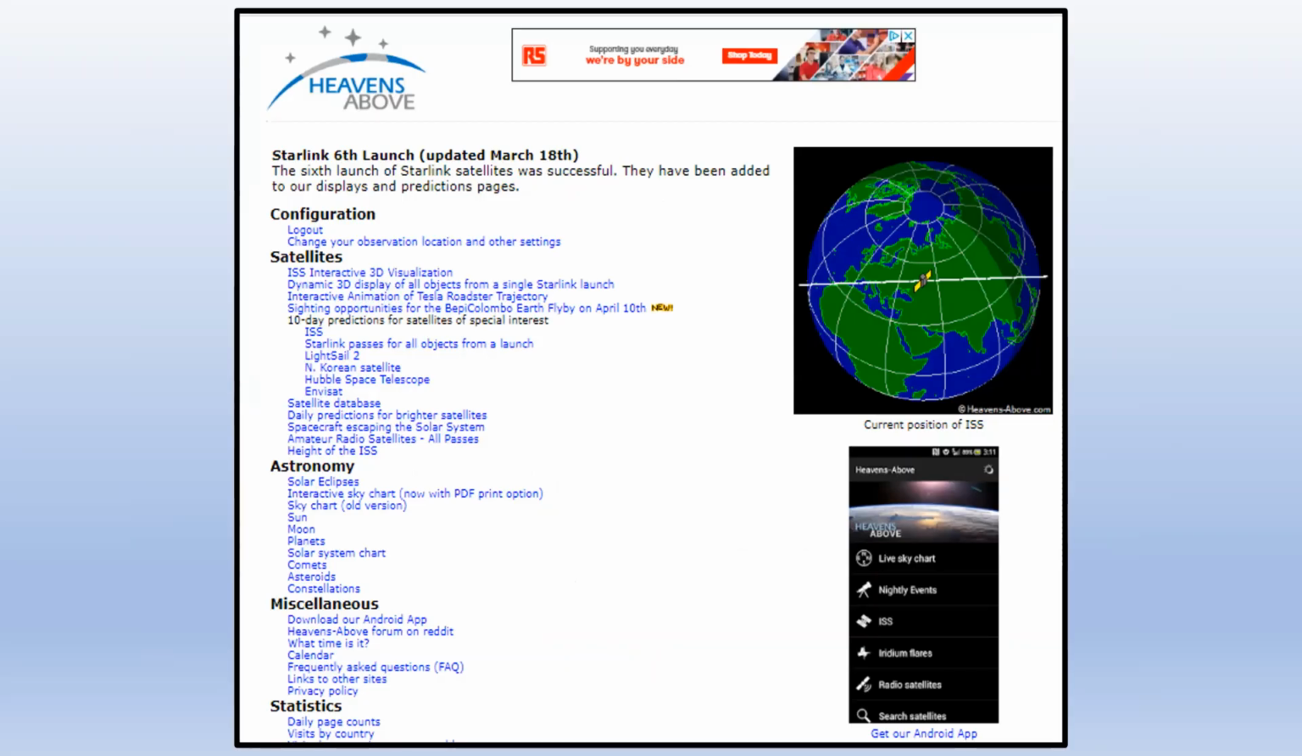The Heavens Above website looks like this and includes information on when to watch out for various satellites and lots of other information about astronomy. Do have a look at it, but of course there are other websites that do similar things.